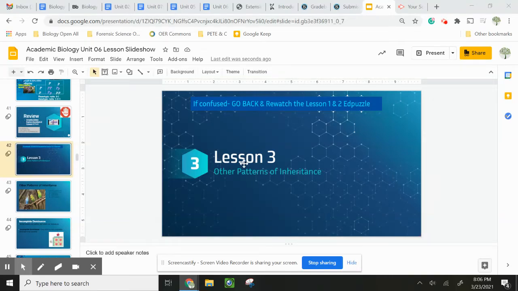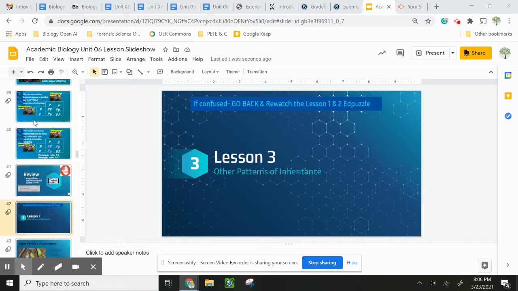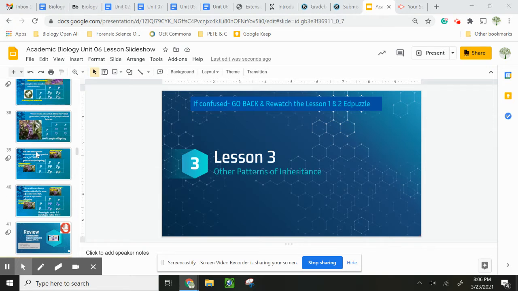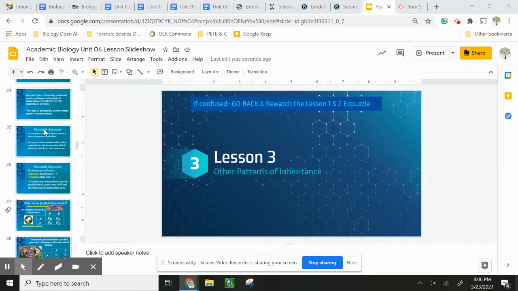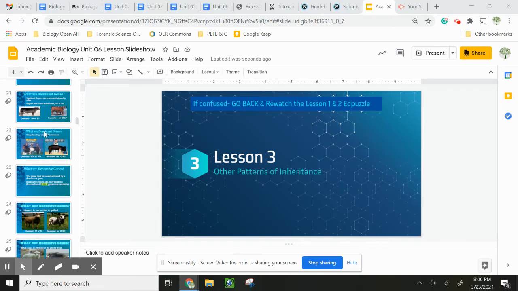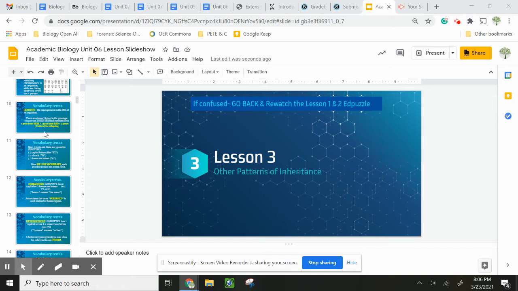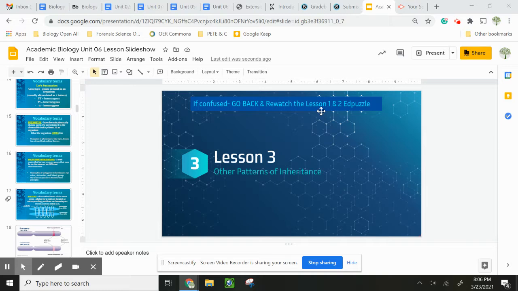All right, guys, we're in lesson 3 of Unit 6, Genetics. I have to tell you something. Lesson 3, it's going to get a little bit confusing. If you are still not sure about Punnett squares, what's an allele, dominant and recessive characteristics, heterozygous, homozygous, phenotype, genotype, or any of that stuff, and you're still thinking, Wetzel, I don't get it, you have to go back and rewatch these Ed puzzles.